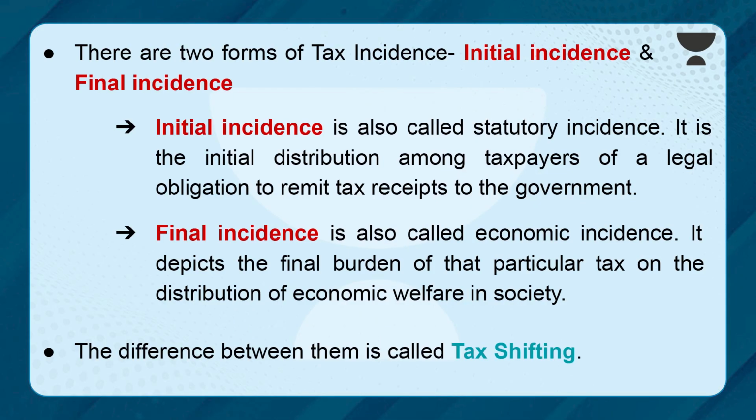There are two forms of tax incidence: initial incidence and final incidence. Initial incidence is also called statutory incidence. It is the initial distribution among taxpayers of a legal obligation to remit tax receipts to the government. On the other hand, final incidence is also called economic incidence. It depicts the final burden of that particular tax on the distribution of economic welfare in society. The difference between them is called tax shifting.